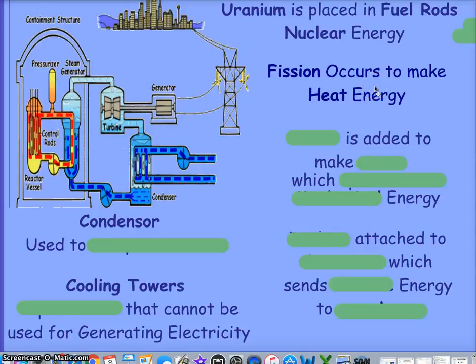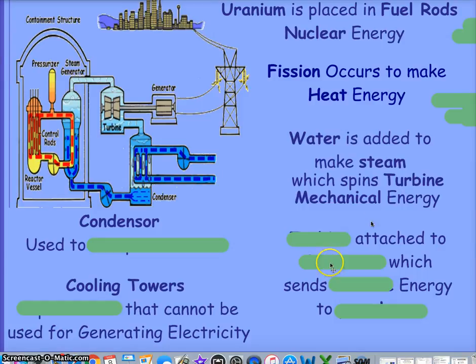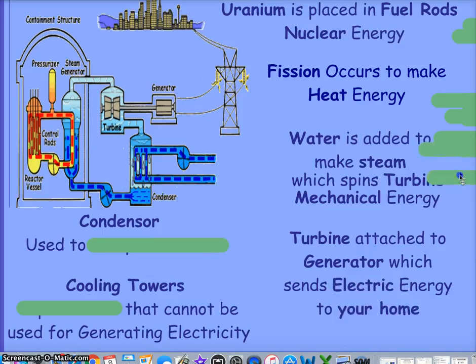What happens next? Now everything is the same. Water is added to do what? Make steam, which does what? Spins a turbine, which sends what kind of energy? Mechanical. Then the turbine is attached to what? Generator, which sends electric current, which is the last form of energy. And that gets sent to your home through these transformers.